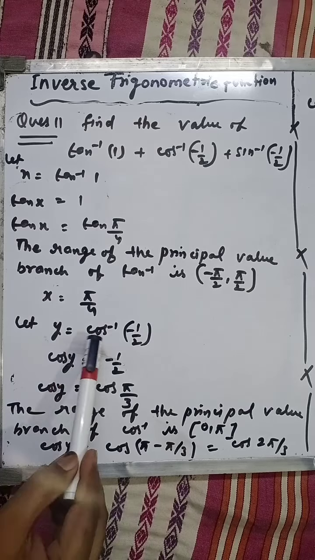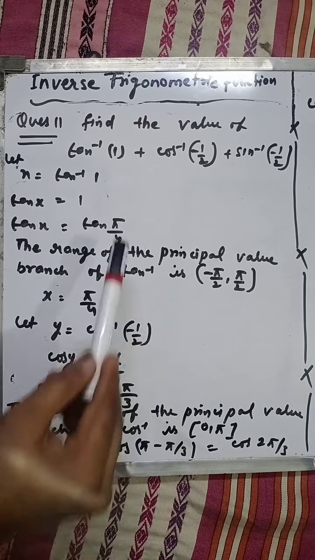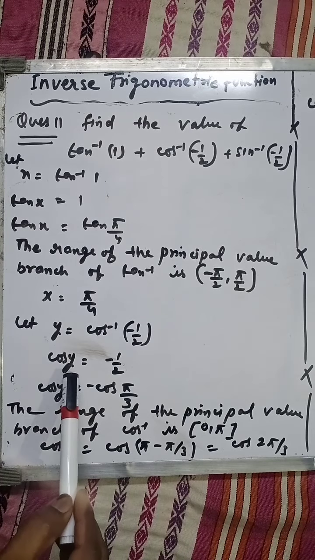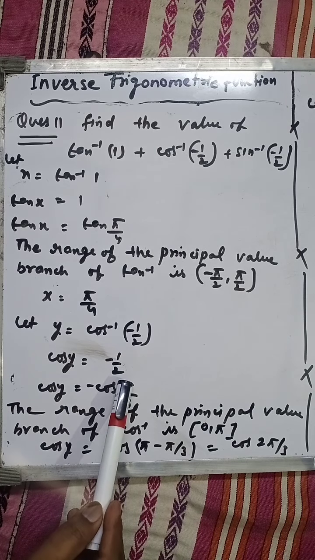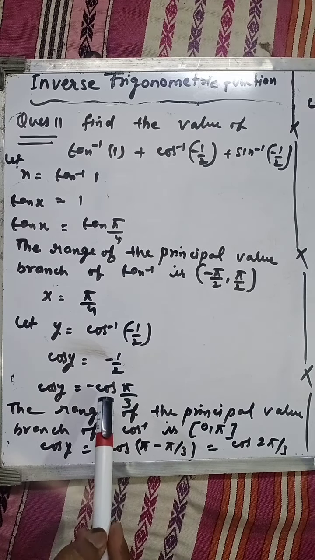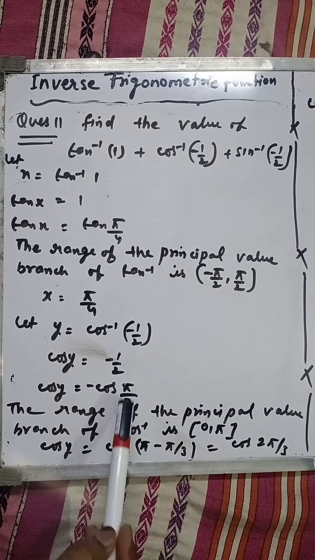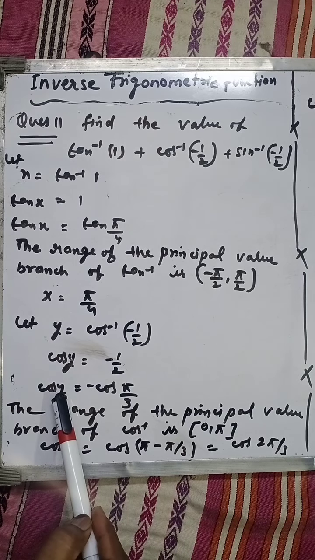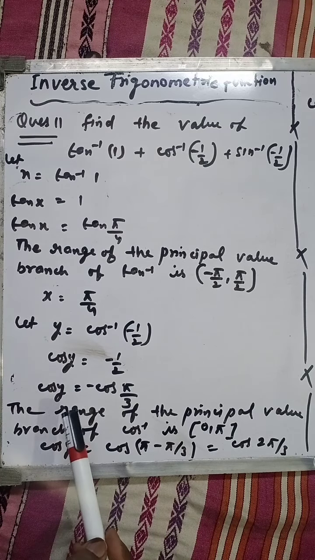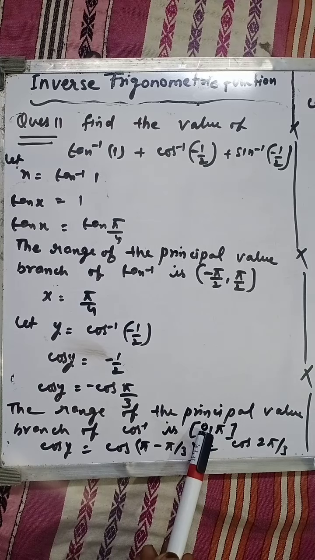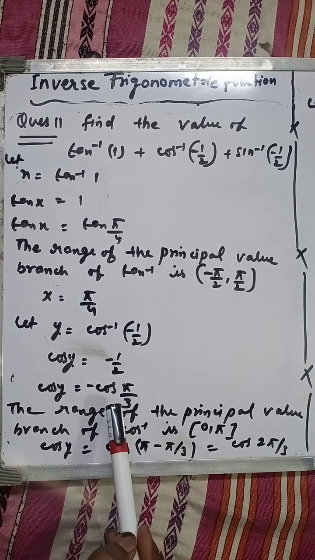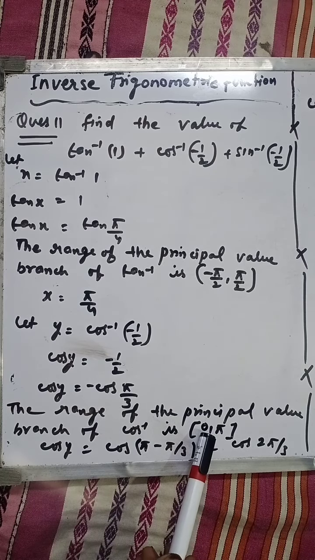Similarly, y equals cos inverse of minus 1 by 2. This is your y. Cos y equals minus 1 by 2. Cos pi by 3 will be 1 by 2, and this negative sign you have to write here. Cos y remains the same. Now we define the range here. The range of this will be 0 to pi. So this value is not coming in this range.